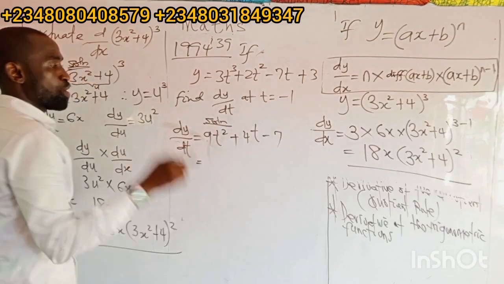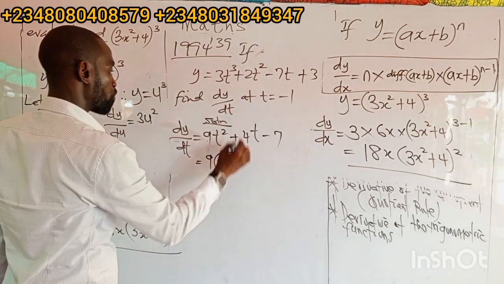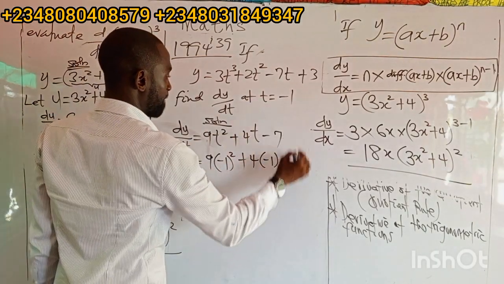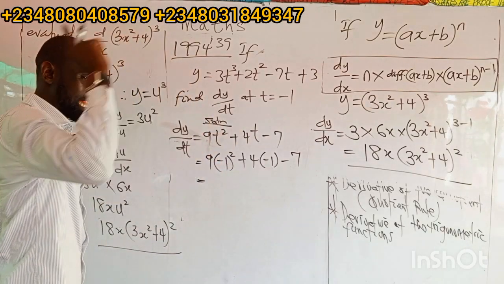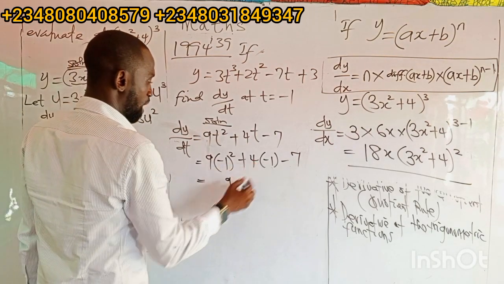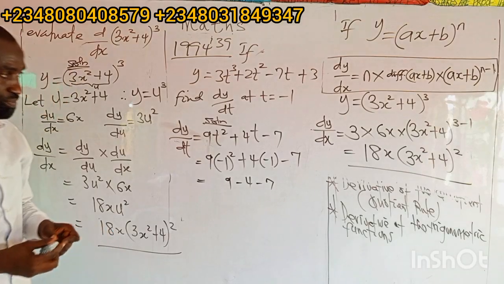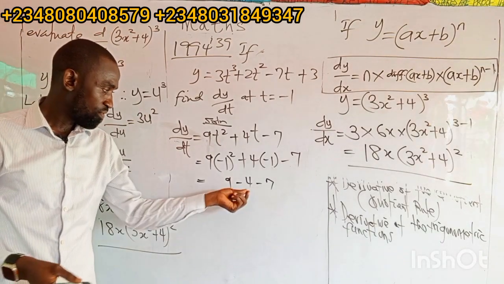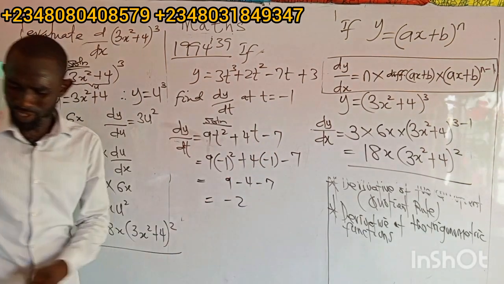Now our t is minus 1, so anywhere we see t, we put minus 1. This becomes 9 bracket minus 1 all squared, plus 4 bracket minus 1, minus 7. Minus 1 times minus 1 is 1, and 1 times 9 is 9. 4 times minus 1 is minus 4, then minus 7. 9 minus 4 is 5, and 5 minus 7 is minus 2.